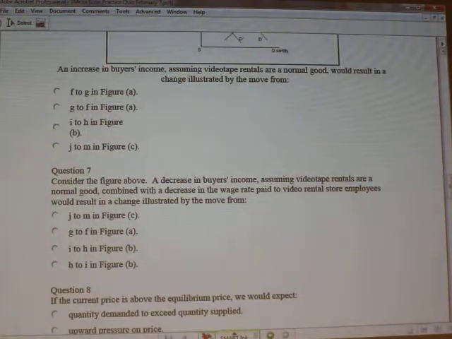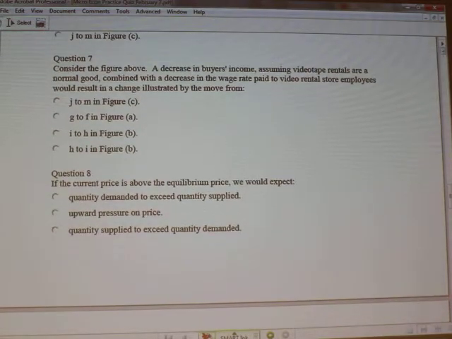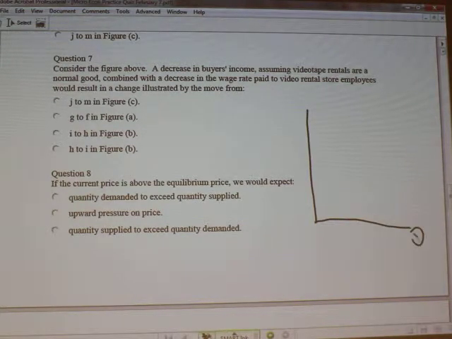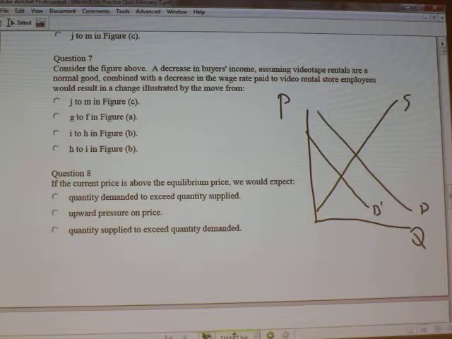Question 7, the same figure, but now we have a decrease in buyer's income, and at the same time, a decrease in the wage rate paid to rental store employees. So let's draw our graph. The first thing that happens is income goes down, right? So what's going to happen to the demand curve? It's going to fall from D to D prime.